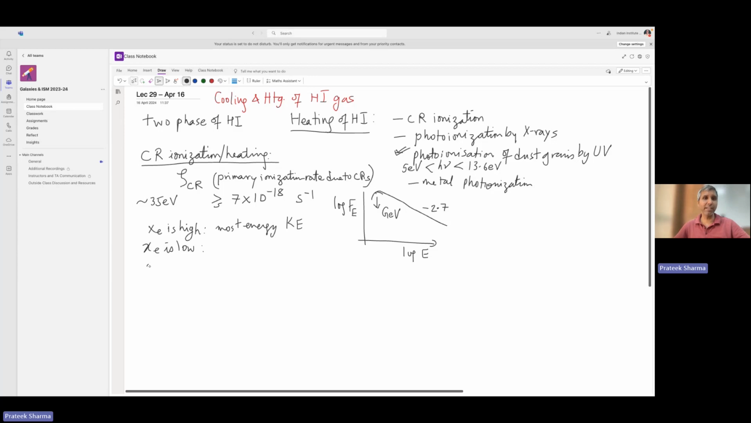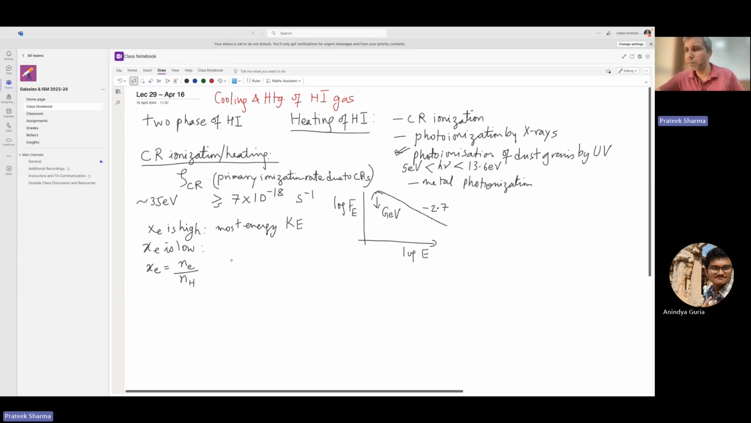Xe is the ionization, so Xe is equal to the number of electrons divided by the number of hydrogen atoms plus ions. That's the definition. So basically the electron fraction. If you have a hydrogen plasma which is fully ionized, Xe will be one. So this is sort of the microphysics of it.